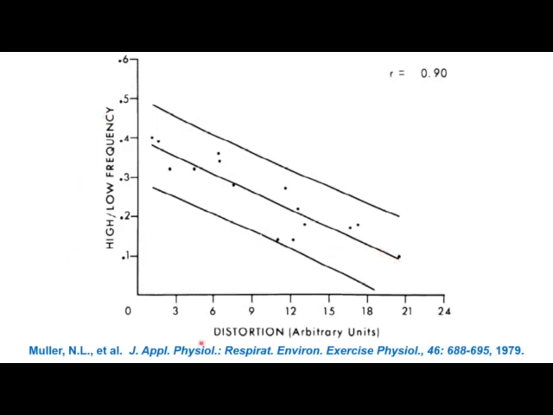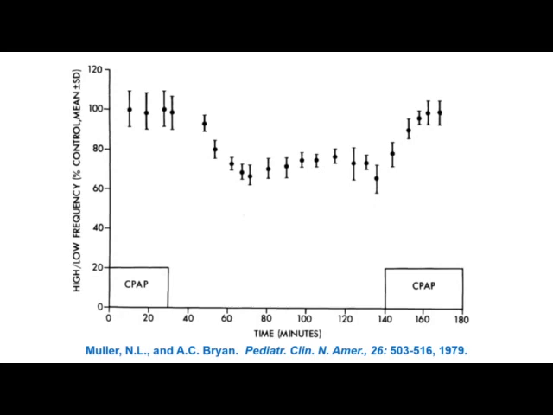So distortion of the rib cage, inward distortion of the rib cage, as evidenced by absent intercostal muscle tone or synchronous contraction, was associated with fatigue of the diaphragm. Here's an example where there was an infant who was on CPAP, taken off CPAP, and you can see that the high-low ratio fell, and this infant on clinical grounds had to be put back on CPAP.